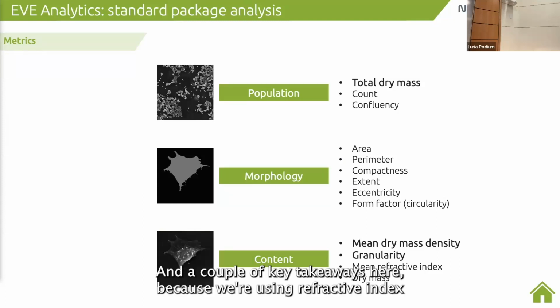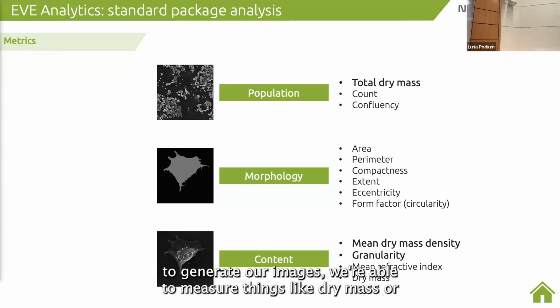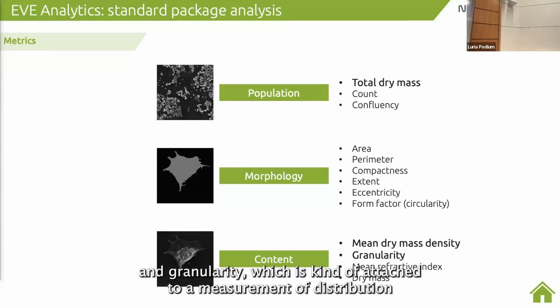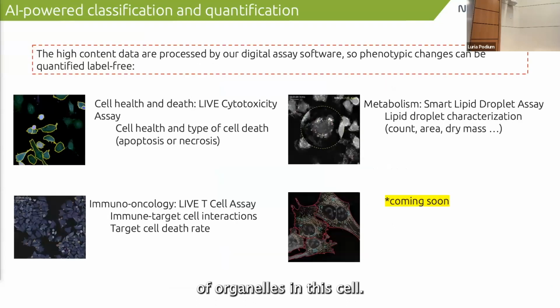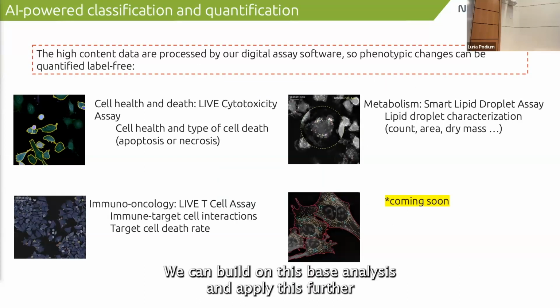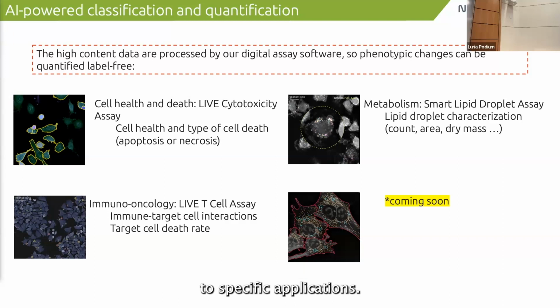And a couple of key takeaways here: because we're using refractive index to generate our images, we're able to measure things like dry mass and granularity, which is a textural measurement of distribution of organelles within the cell. So we can build on this base analysis and apply this further to specific applications.